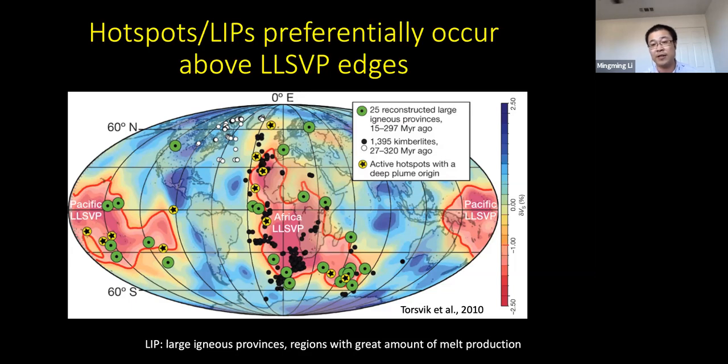So we think that both large igneous provinces and active hotspots may be caused by mantle plumes. If so, then the question is why mantle plumes preferentially occur at the edges of the LSVPs, right? Now, you can see most of these green and yellow spots occur at edges of the LSVPs. This is very interesting, and I'm going to show you that it is related to the large-scale mantle convection.